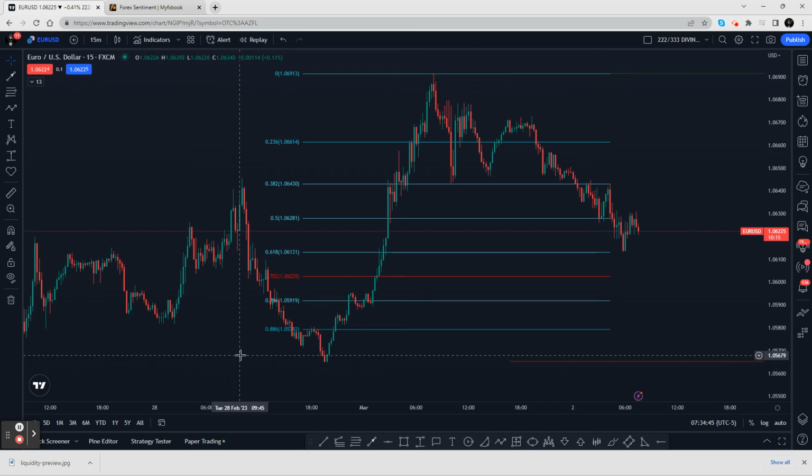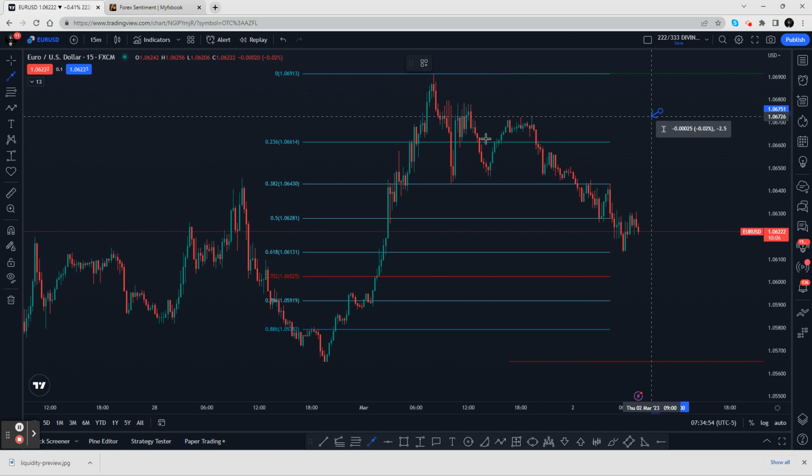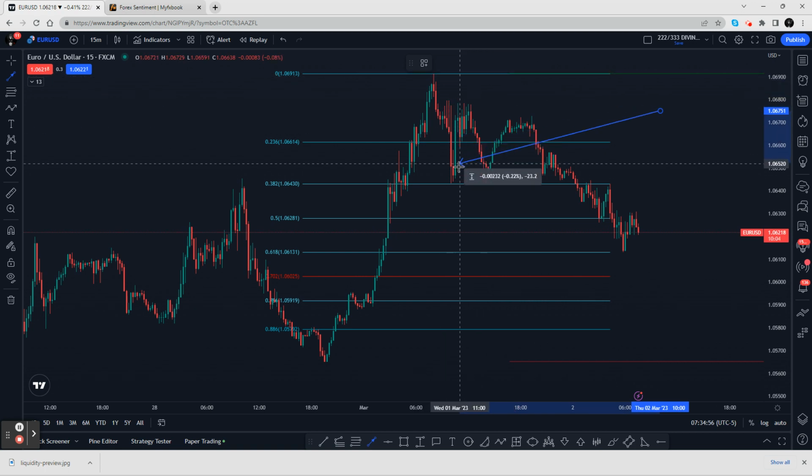Good morning. We're on a Euro USD on a 15-minute chart. So we're going over the 23% retracement strategy. All right. So look, we get a pullback. We drop below this 23%.